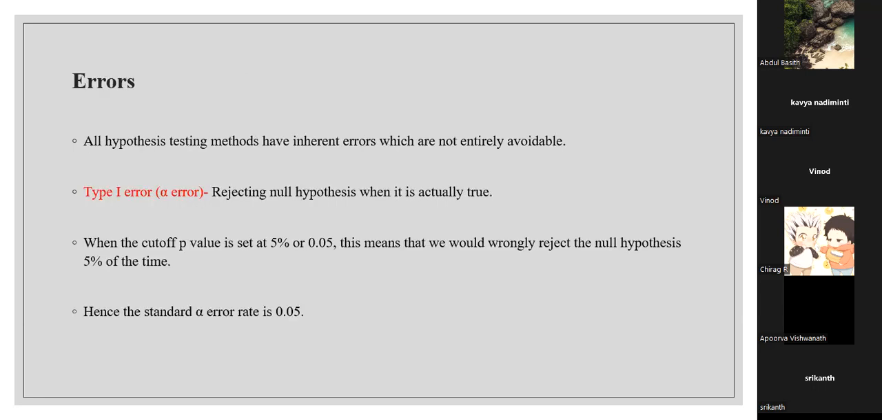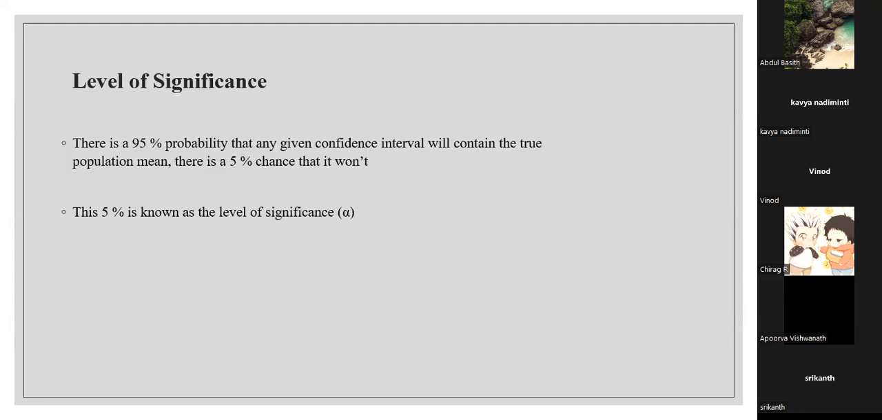And the errors: all hypothesis testing methods have inherent errors, which include the type 1 error. It is rejecting the null hypothesis when it is actually true. When the cutoff of probability value is set at 5%, this means we would wrongly reject the null hypothesis 5% of the time, since the standard alpha error rate is 0.05. The alpha error is also known as the level of significance. And there is a 95% probability that any given confidence interval will contain the true population mean, and there is a 5% chance that it won't. So this 5% is known as the level of significance.